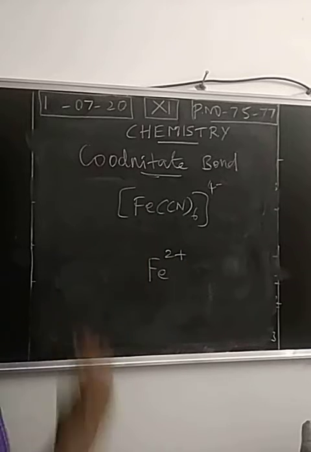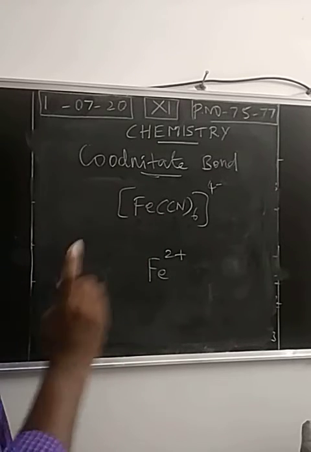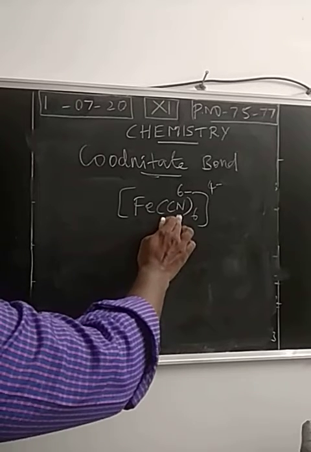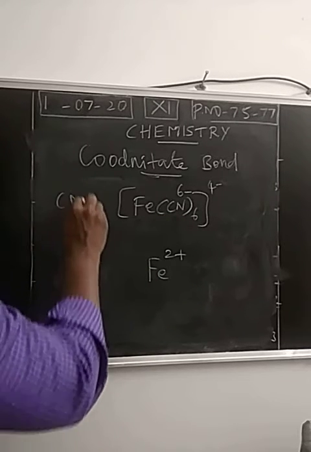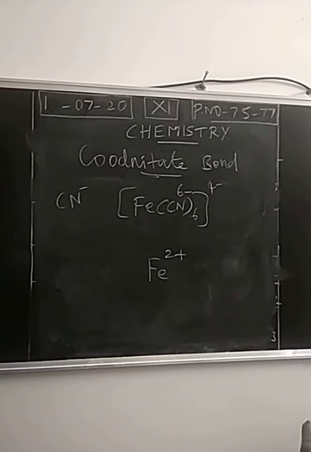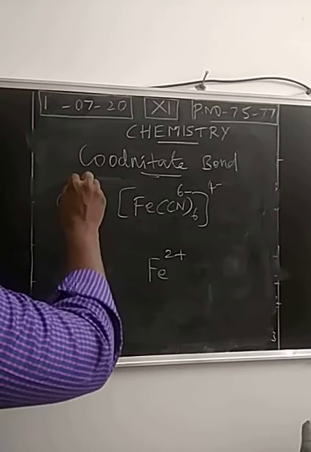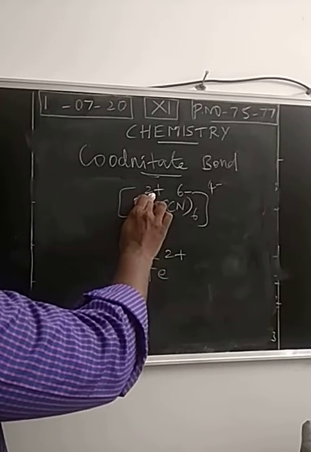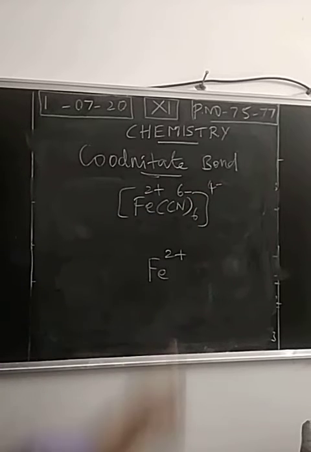What about the charge of the cyanide ion? For one cyanide, the charge is 1 minus. Totally 6 cyanide ions are present. The charge of cyanide is always 1 minus for this anion. The cyanide ion has 1 minus as a charge. 6 cyanide ions are present, so the charge is 6 minus. And what is the charge of the central metal atom? 2+. So the overall charge for the complex is minus 6 plus 2, so minus 4.